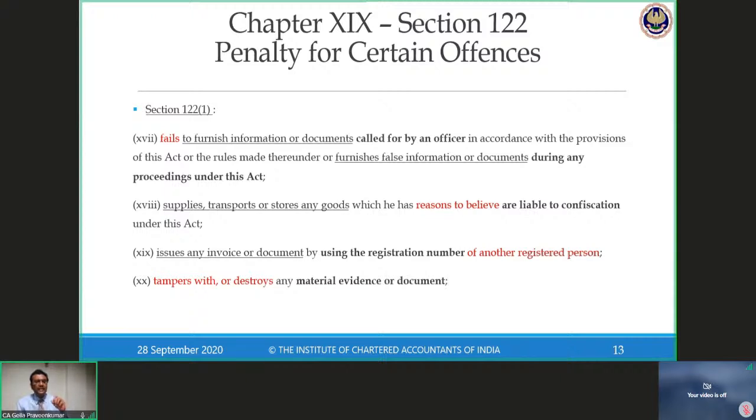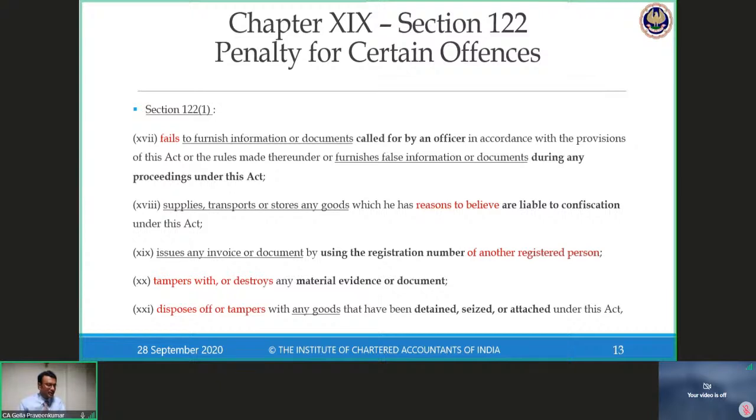Tampers with or destroys any material evidence. Again, this is an offense. The last and final: disposes of or tampers with any goods that have been detained, seized, or attached under this Act. These are the list of offences which are covered under section 122. Let me come to a couple of questions.